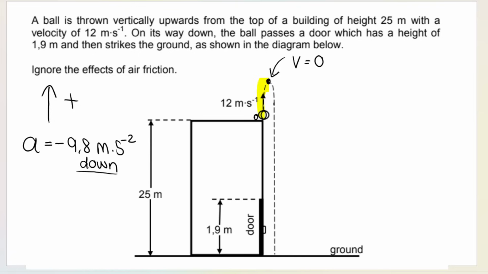If I'm taking this as my initial, VI is 12 meters per second upwards, my final would be 0. But if I'm looking at a second part of the motion from here to here, then this 0 now becomes my initial velocity, and hitting the ground over here, this velocity becomes my final velocity. So breaking down the motion into different pieces is also going to be important. But I'll get into that when we do our questions.